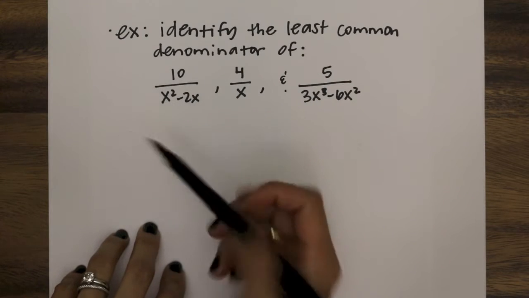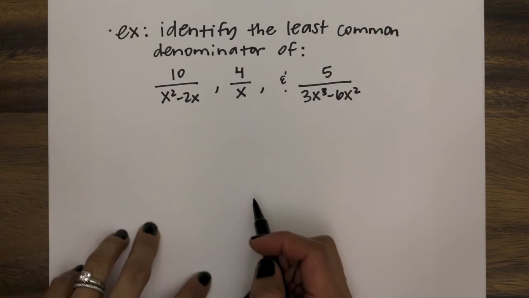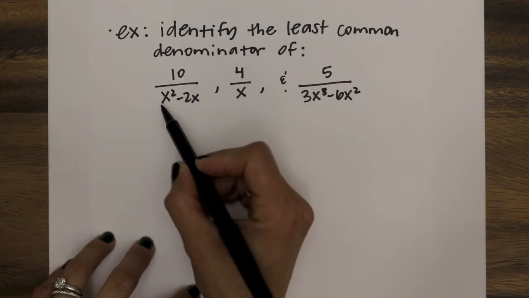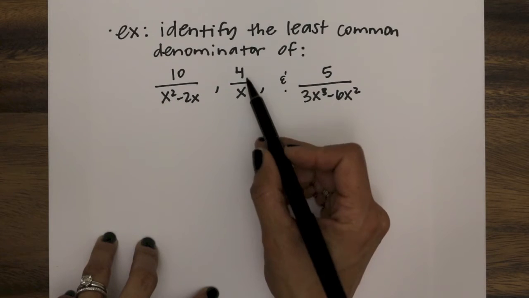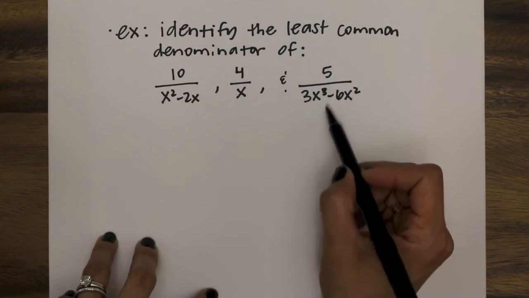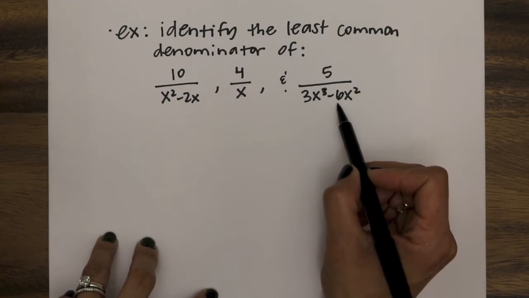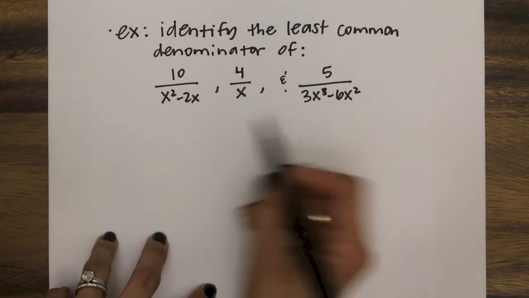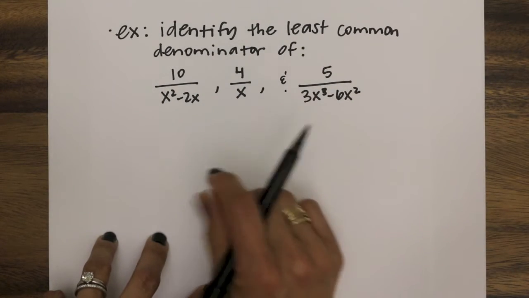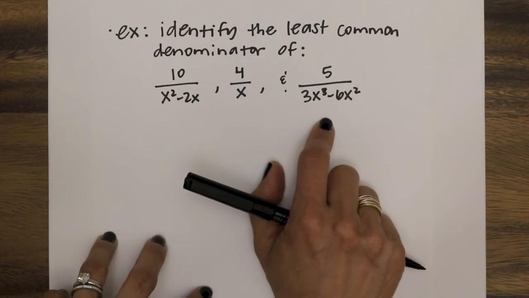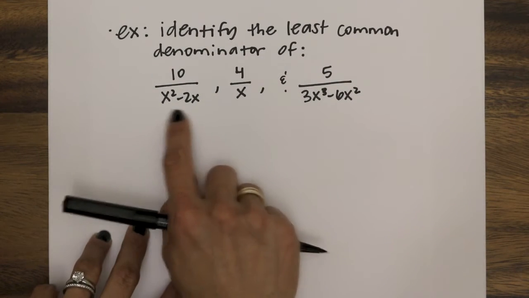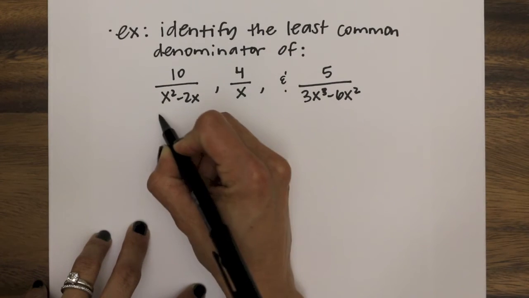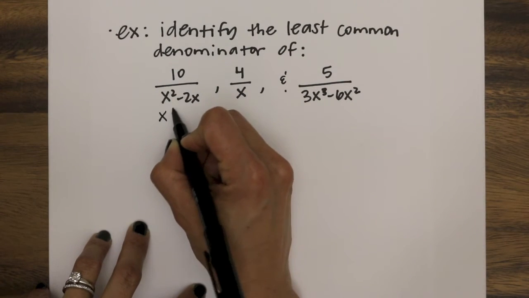This example says identify the least common denominator of, and we have 3 different rational expressions. The first one says 10 over x squared minus 2x. The next one is 4 over x, and then the last one is 5 over 3x cubed minus 6x squared. So when you're finding the least common denominator, you're just focusing on the denominators on all 3 of your rational expressions. And anytime you can factor, you want to factor first. So if we look at this denominator, we'll factor out the greatest common factor, which is x.